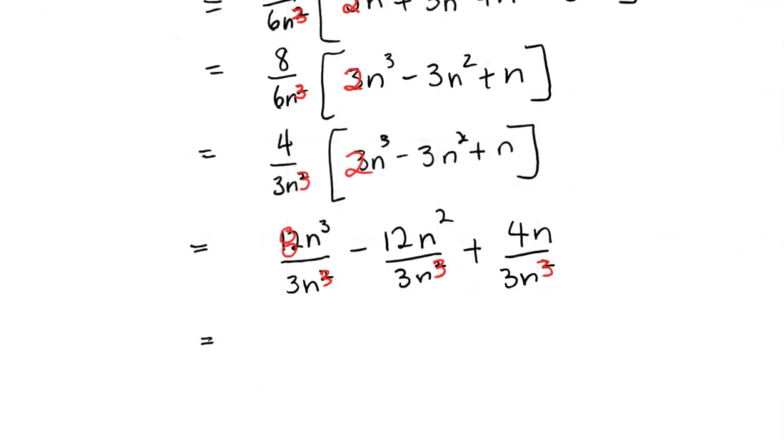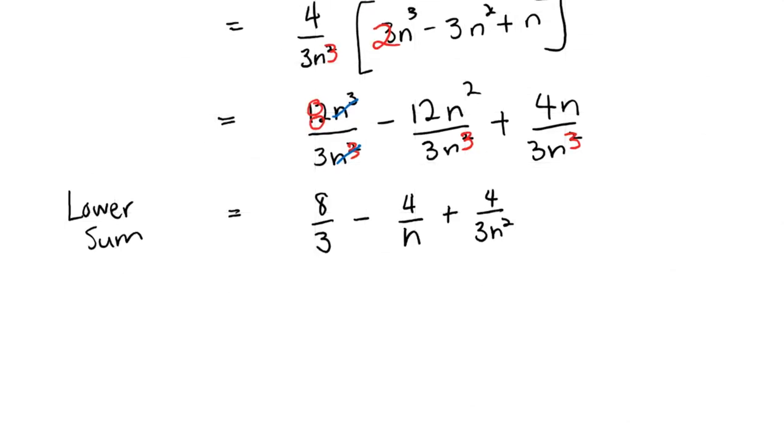So the n cubes will cancel out. I have 8/3. Here we reduce to be 4 over n and this one reduces to be 4 over 3n squared. So that was a lot of algebra that we did, but just keep in mind that this is now the lower sum.